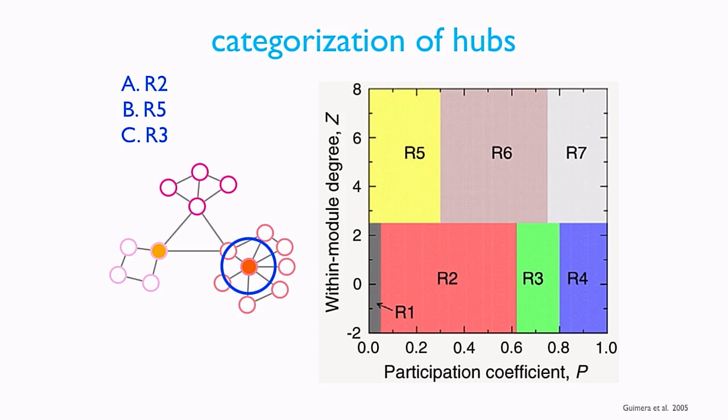Sorry. If we chop up this space into a couple of blocks, in this case 7 different blocks, R1 to R7, where would the dark orange node fit? Would A be in R2, B in R5, or C in R3? Who dares?